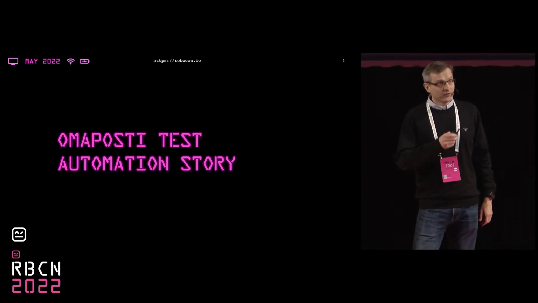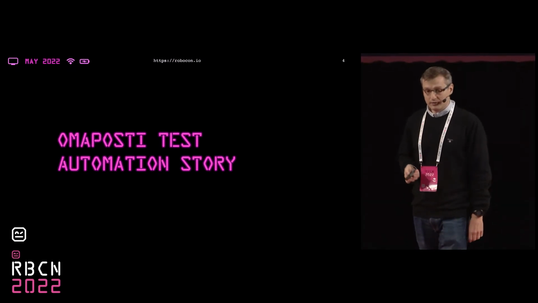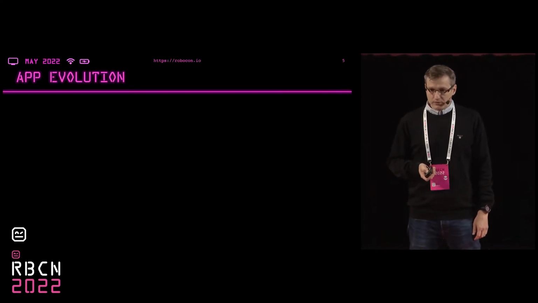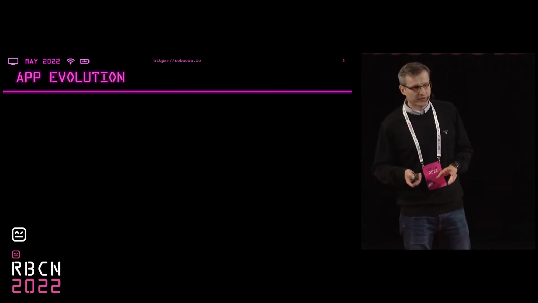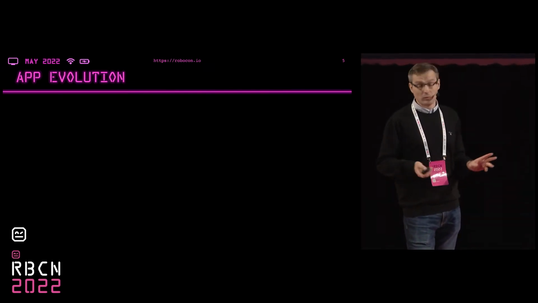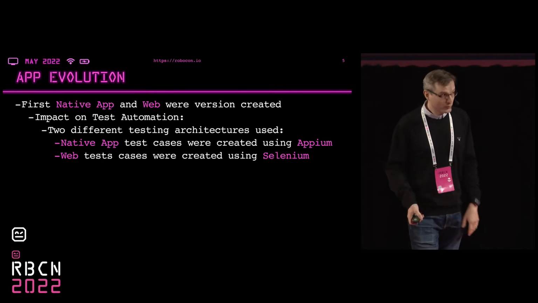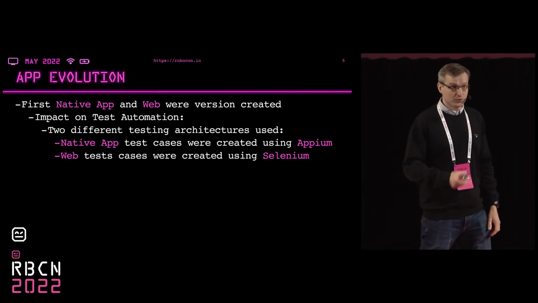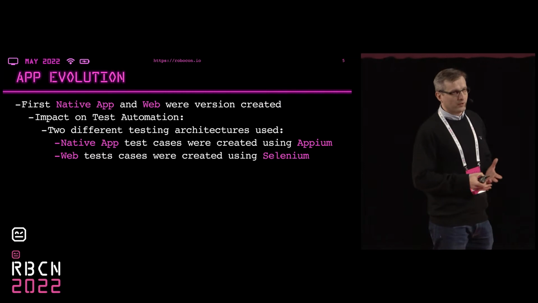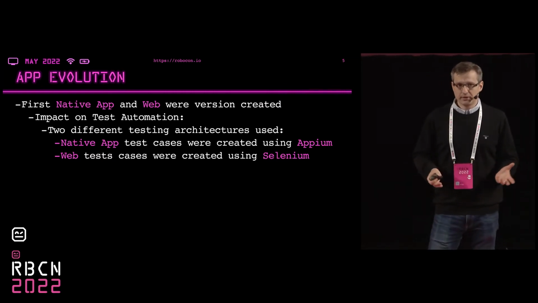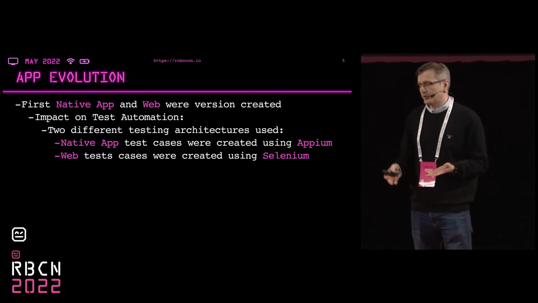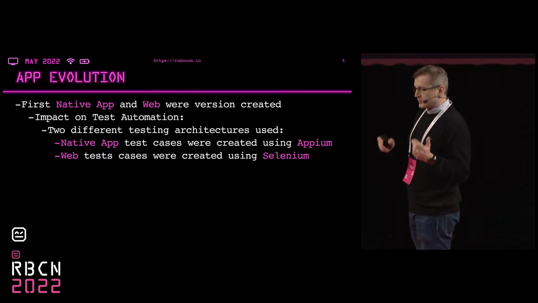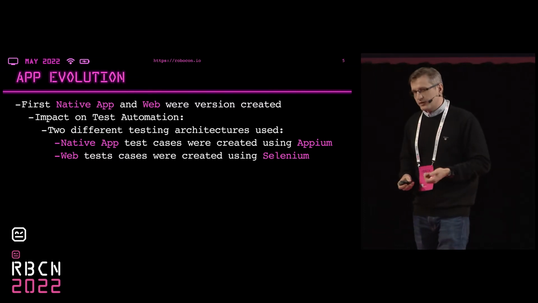Now I will tell you the automation story of the OmaPosti. So I need to go into history, the evolution of OmaPosti. Initially, OmaPosti was created as a native app. There was an app for Android and there was an app for iOS. That was the first one. Test automation followed.